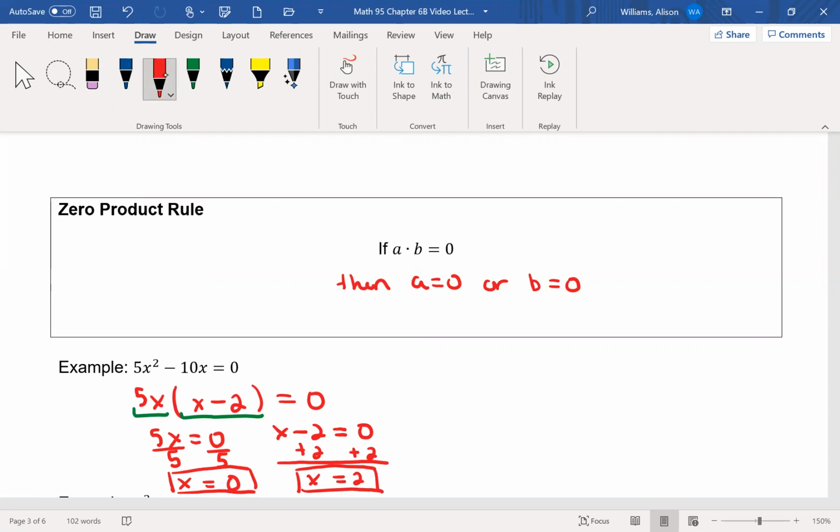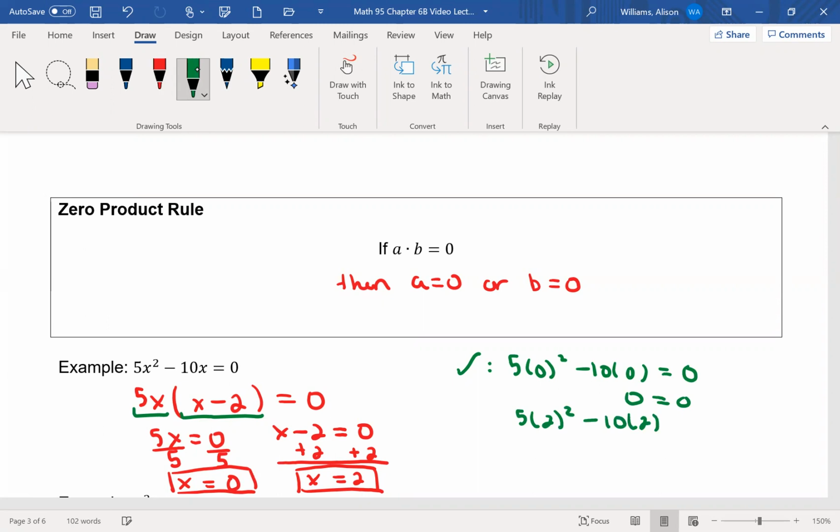On the left side, I'll end up with a 0. I'll show you how you can check your answer, because we can always check when we're solving something. If I do 5 times 0 squared minus 10 times 0, that's definitely going to equal 0. 0 equals 0. Or if I do 5 times 2 squared minus 10 times 2, 2 squared is 4, and 5 times 4 is 20, and 10 times 2 is 20. I get 0 here also. So it works. Both numbers check out. If I plug them in, I get 0, and they're both solutions to this equation.